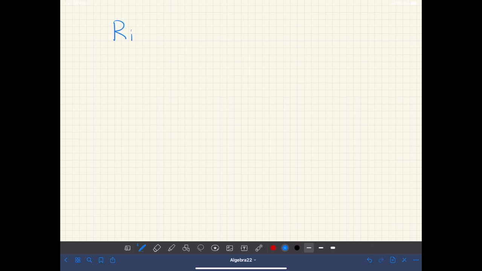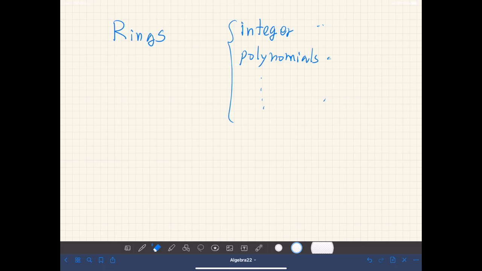So far, we have learned about rings, which was an abstract algebraic structure that extracts some properties of, for example, integers or polynomials, and many other structures. So we abstracted away the details of these specific sets and extracted, in a sense, some essential parts of these structures and defined rings.